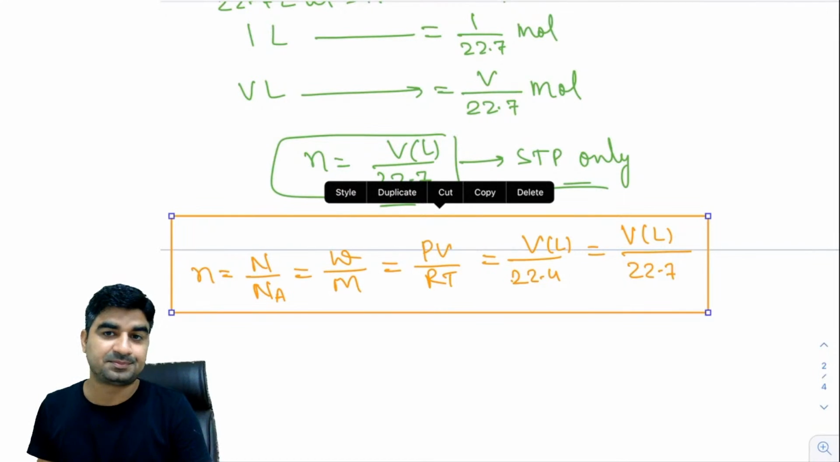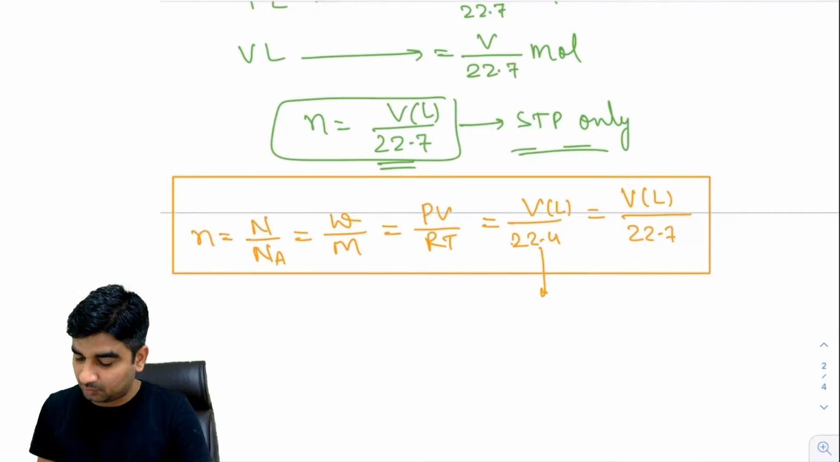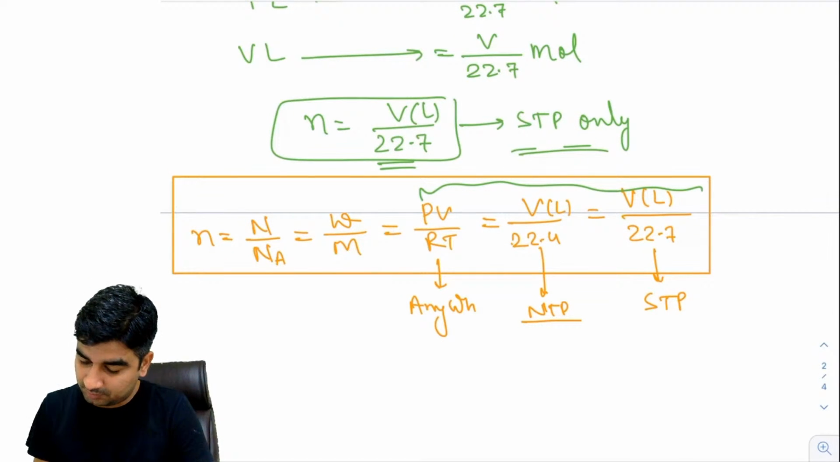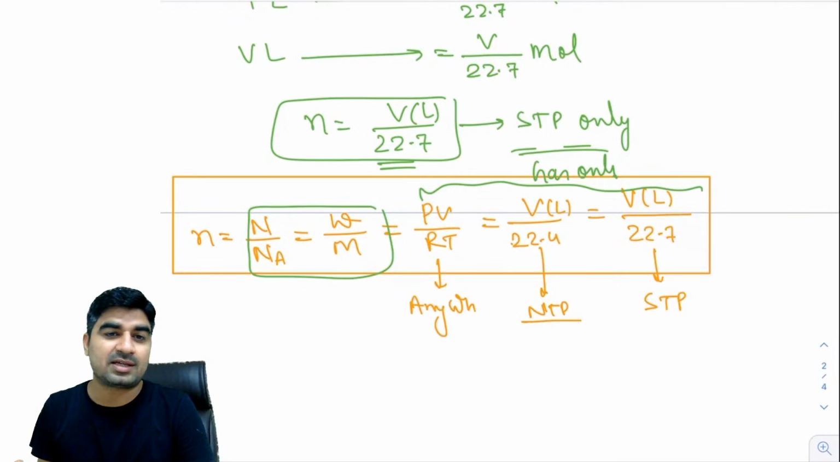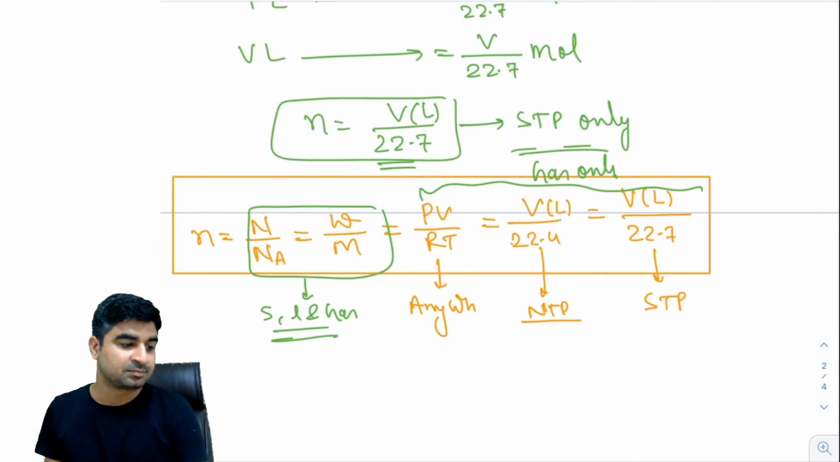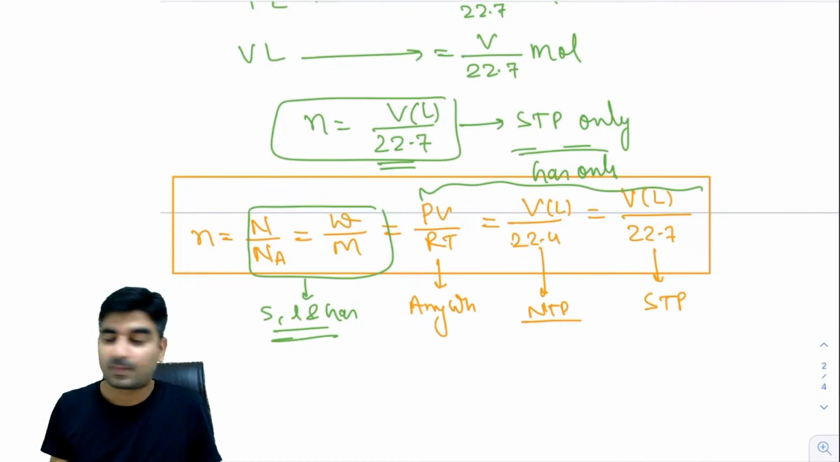Do you have any doubt? No doubts. Actually, this formula is applied at NTP. This is applied at STP, and this you can apply anywhere. These three formulas are for gas only, and these are for solid, liquid, gas, for anything, for everywhere. Because we use PV is equal to nRT only for gases.